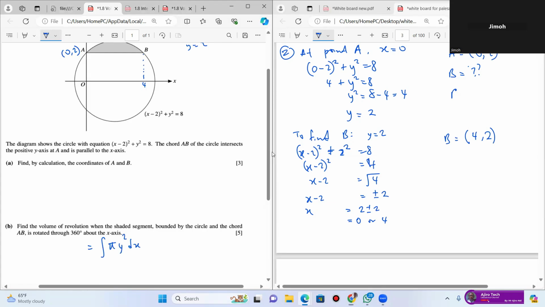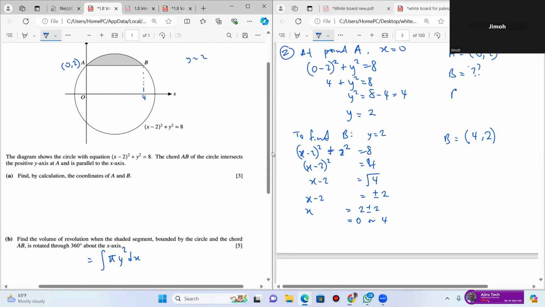So now the x values are from 0 to 4, isn't it? But if you integrate this circle from 0 to 4, you're getting this entire area like this. So that means you'd have added that rectangle. To find only this shaded region, you must subtract the rectangle area from it.